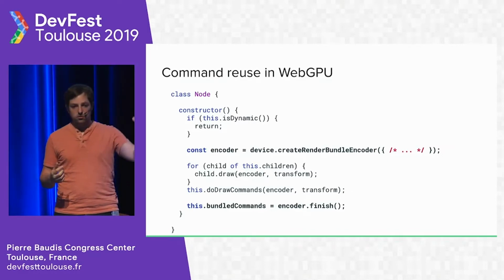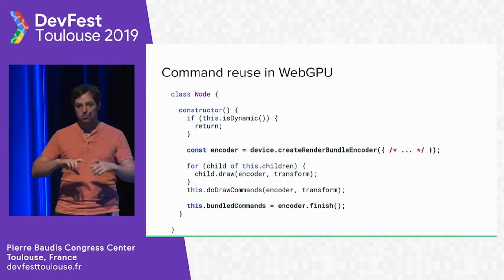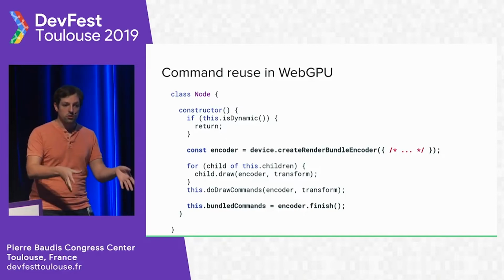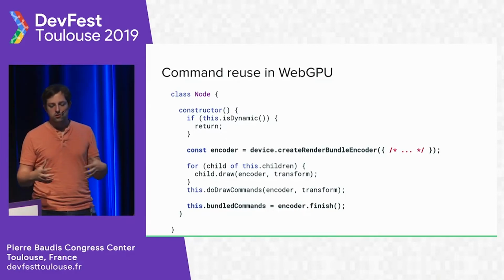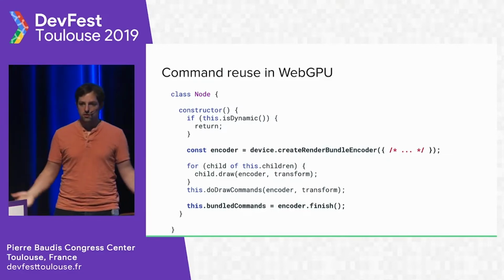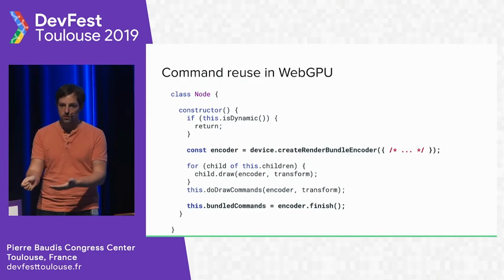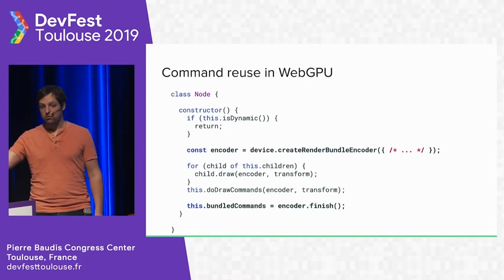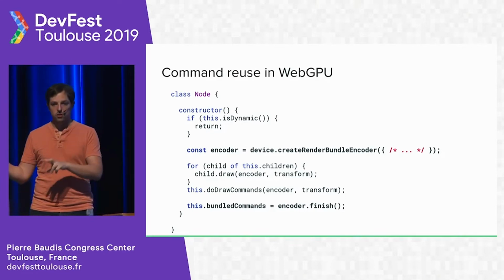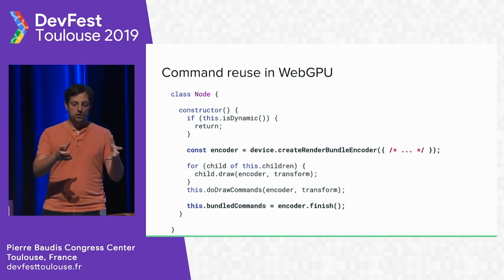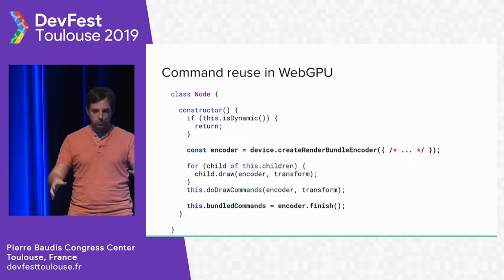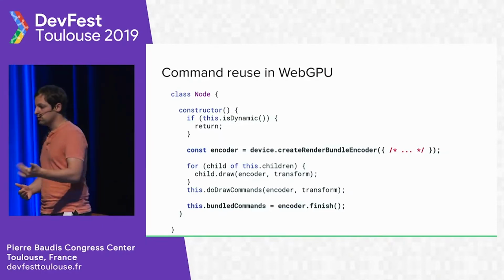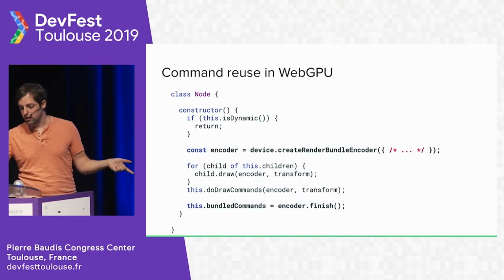So in this case, in the constructor, if the object is static, we can pre-compute all the GPU commands. And to do this, we need to create a bundle of render commands. And the way in WebGPU we create the things with commands in them is through an encoder, because it encodes commands in memory. So here we have this render bundle encoder. So it's the thing that creates render bundles. And we just say, hey, all subtree, put your GPU commands in this bundle. And then when everyone has done that, we just get the list of bundled commands.